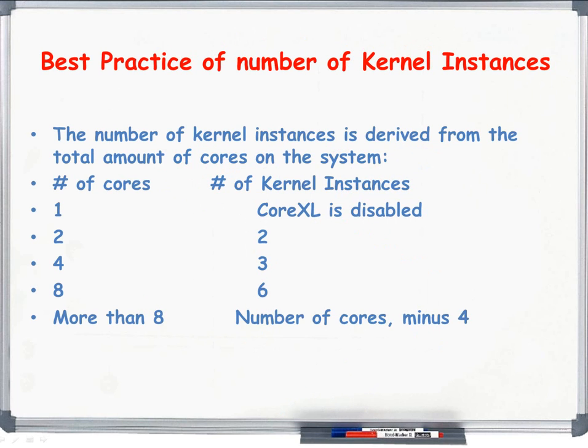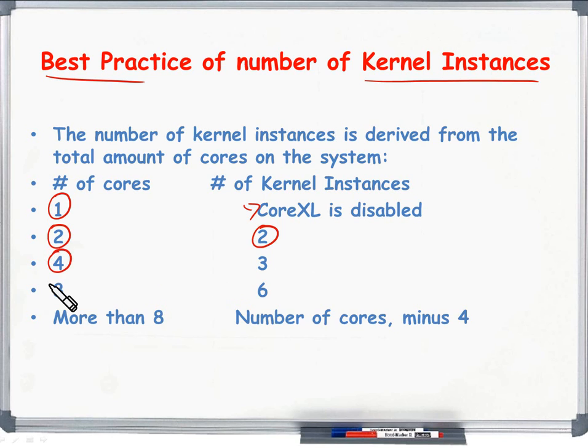So let's talk about best practices when we talk about kernel instances. Kernel instances are also known as firewall instances. So if you have a system with one core, CoreXL is disabled. That means you have one core and one core is running the firewall, but you can't enable CoreXL. If you have two cores, then two cores are actually enabled for CoreXL, and so both of these cores are actually using firewall instances on both cores and also dispatching on both cores.